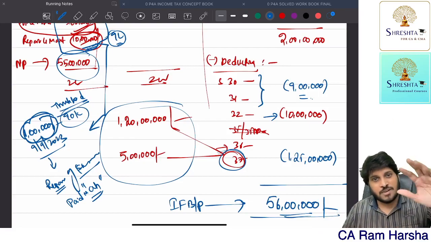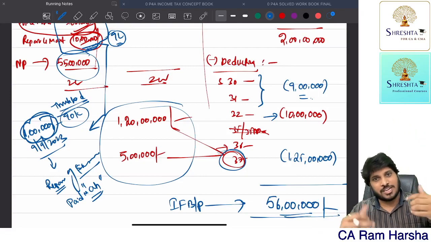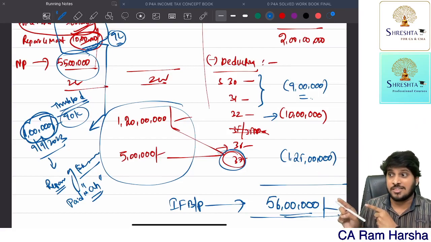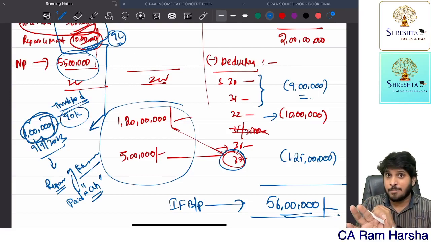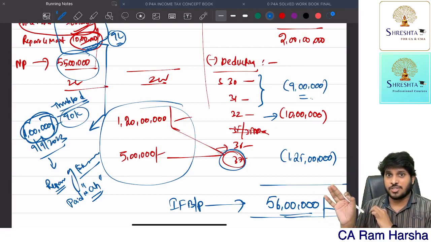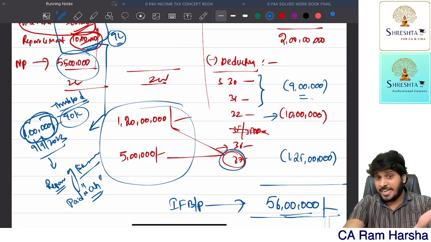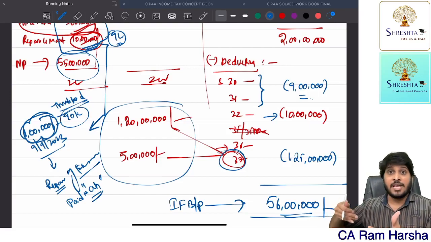In your books of accounts, journal entry, ledger, trial balance, whatever you want, you show. But we only consider as per our provisions. In the income tax, your profit is computed as per our provisions. Your loss is computed as per our provisions. Whatever you showed in your books of accounts, we don't consider. We take that information, but we apply our own rules.